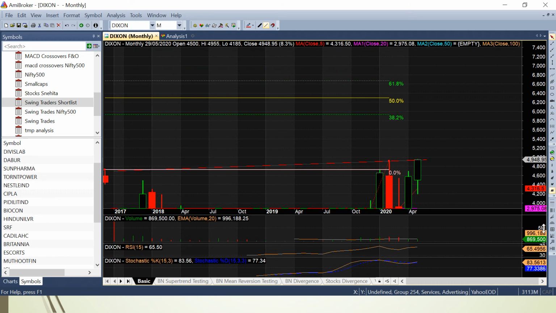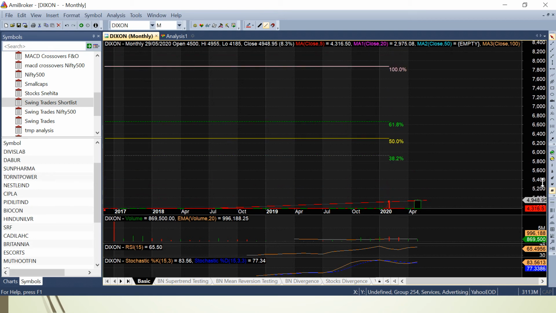There will be a 100% level also. Okay, so here you see the 38.2 level, and the price is somewhere near 5924, right here, 5924. The 50% level will be 6295, the 61% level will be 6665, and in the same way there will be a 100% level, and that is giving me a price target of almost 7800, right? So these are the future levels for Dixon.